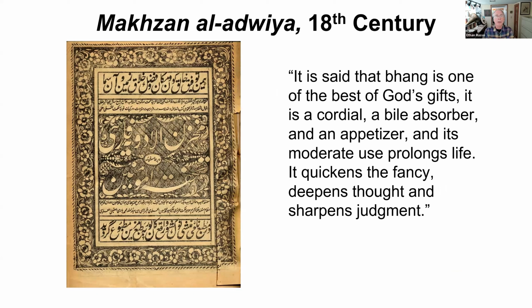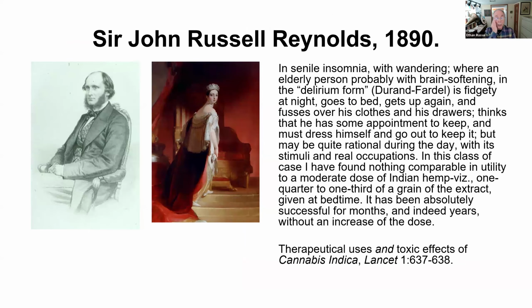This is a document that was written in Persian for the Mughal emperors in India called the Mahsan al-Adviya. "It is said that bhang, which is another name for cannabis, is one of the best of God's gifts. It is a cordial, a bile absorber, and an appetizer, and its moderate use prolongs life. It quickens the fancy, deepens thought, and sharpens judgment." So, as opposed to modern pejorative spins on cannabis that it impairs cognition, this says otherwise, but also suggests life extension.